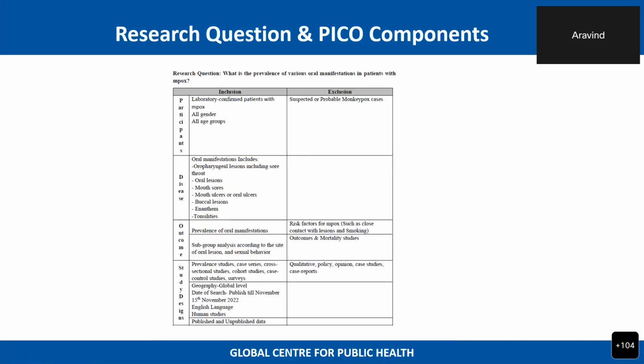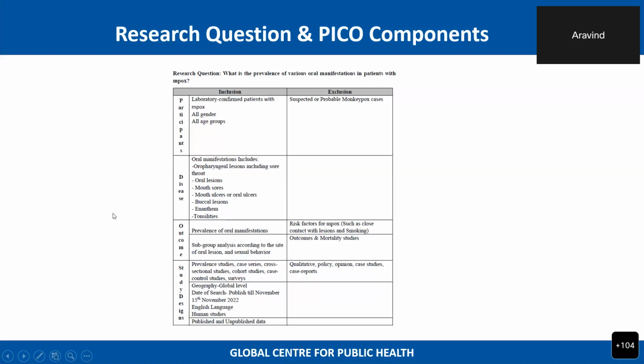Now this is again an example for a descriptive study based PICO, which was done for our oral manifestation study. What is the prevalence of various oral manifestations in patients with mpox? Now you can divide participants into participants and disease as well. In this case, we have divided it into laboratory confirmed patients with mpox. So that is our participants, and the disease or the condition which we are studying is oral manifestations among them. And you have to list out what exact oral manifestations you are looking for. So all things should be explicitly and in detail mentioned in the inclusion and exclusion criteria. And the outcome was prevalence of oral manifestation. The point here is that participants can be split into participants and disease as well, which is also accepted by the journals. The rest of the things are similar to the previous example.